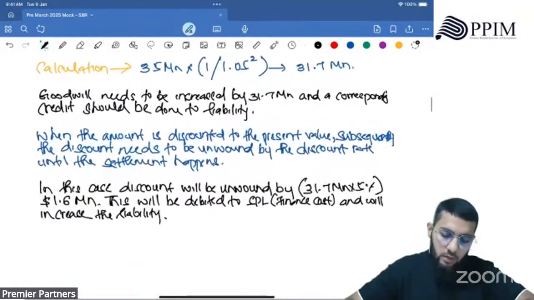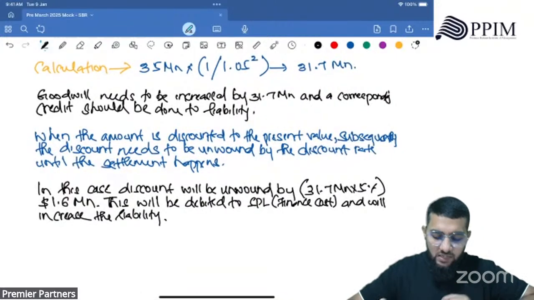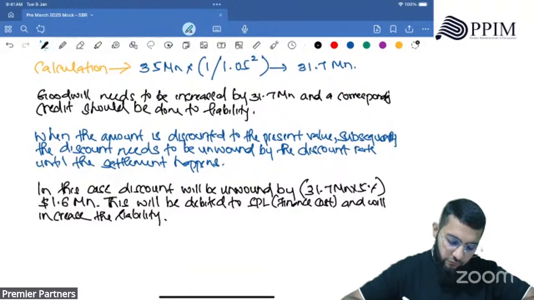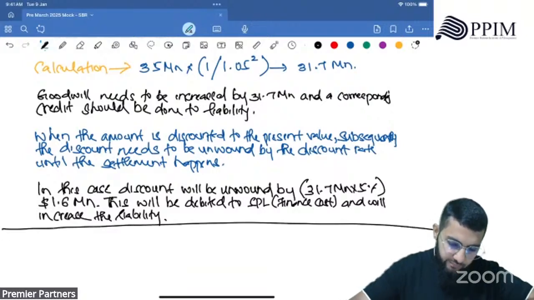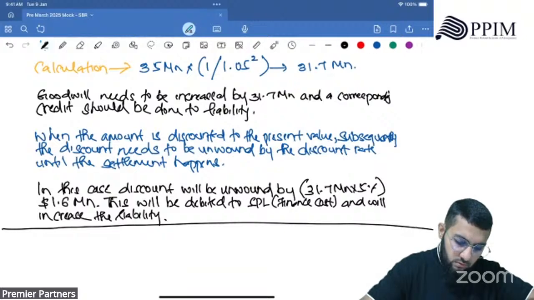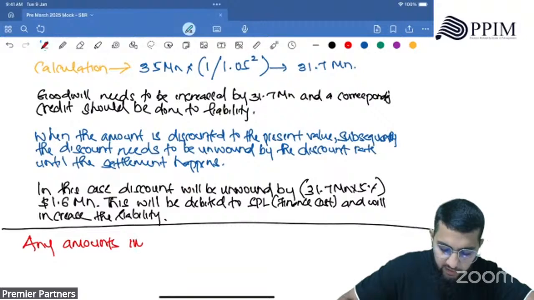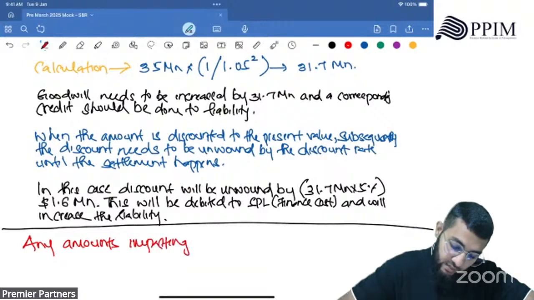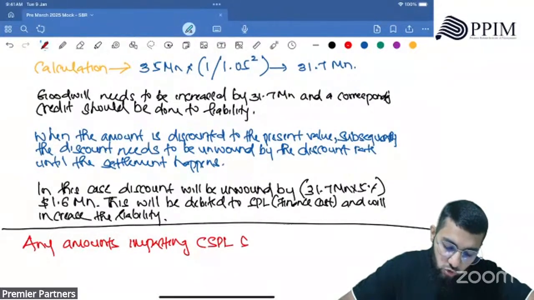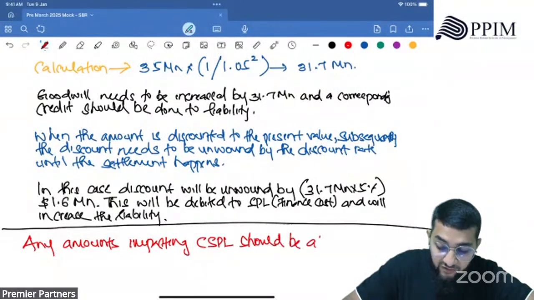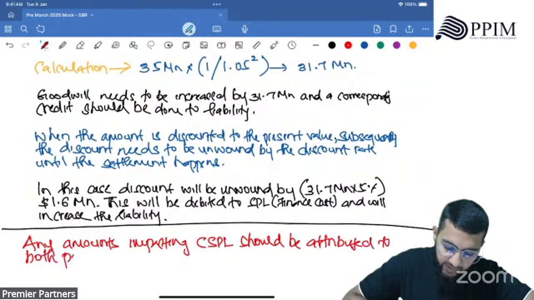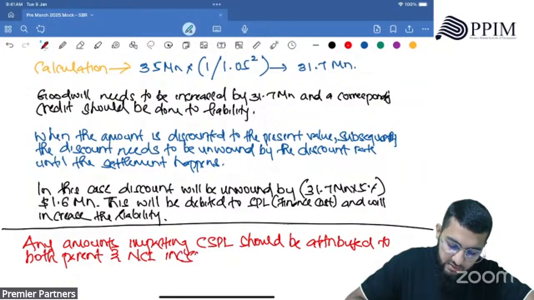Okay. Now, when this happens, you need to know when whatever is going to impact. Now, this is requirement 1 fulfilled. What you need to remember here: any amounts impacting the consolidated statement of profit or loss should be attributed to both parent and NCI in the consolidated statement of financial position.